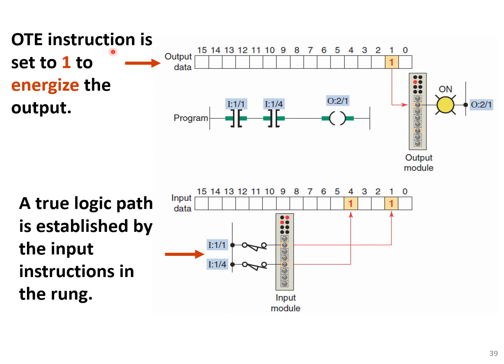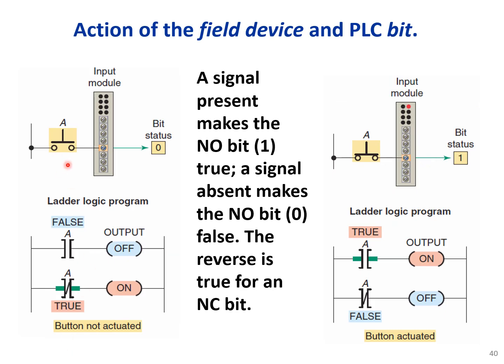So the OTE instruction is set to 1 to energize the output, and a true logic path is established by the input instructions in the rung. Yes, so we have the true logic path here. This one is true, this one is true, and finally the output is true. On this slide, we have only one output, and this is the ladder logic program, one input, one output.